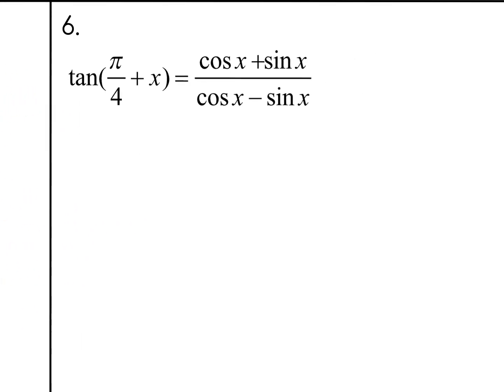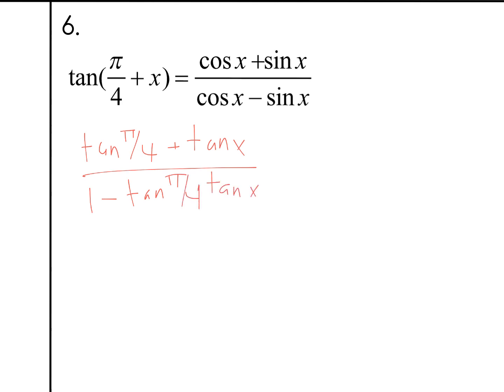Alright, so tangent sum. So that's going to be the tangent of pi over 4 plus the tangent of x over 1 minus the tangent of pi over 4 tangent of x. We know the tangent of pi over 4 is 1, so that's the same thing as saying 1 plus, I'm going to go to sines and cosines, sine over cosine. And that's 1 minus, tangent of pi over 4 still is 1, sine over cosine.